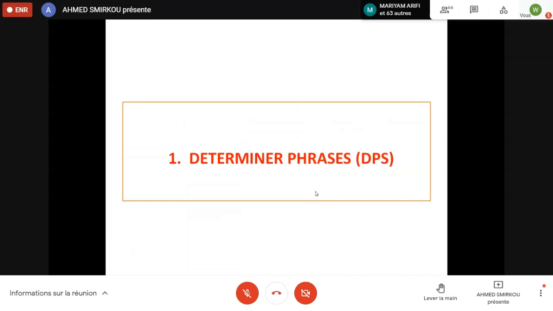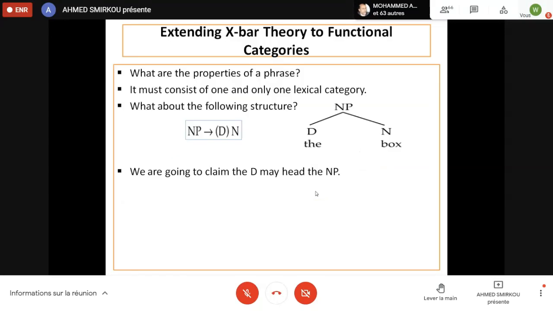So this is the first point, we need to talk about DP, determiner phrases. So what is a DP? DP is the NP, but we no longer call it an NP. We should call it a DP. Why DP? Because as we said, in the noun phrase, there are two categories that are lexical. We have the determiner and noun. Both of them have the ability to be the head of the phrase. In X-bar theory, we said the noun is the head. But today, we are going to claim that it is the determiner which is the head because of some arguments.